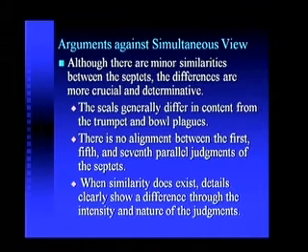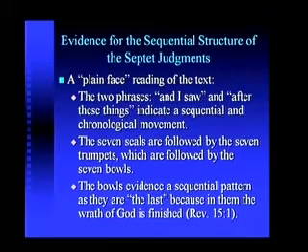First of all, the seals generally differ in content from the trumpet and the bowl plagues. Next, there is no alignment between the first, fifth, and seventh parallel judgments of the septets. When similarity does exist, the details clearly show a difference through the intensity and the nature of the judgments.